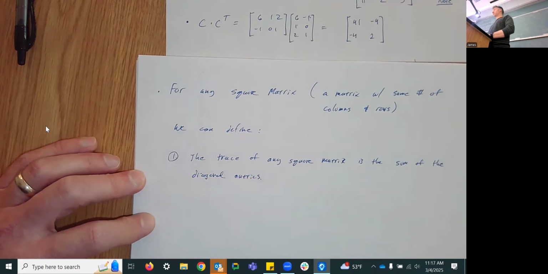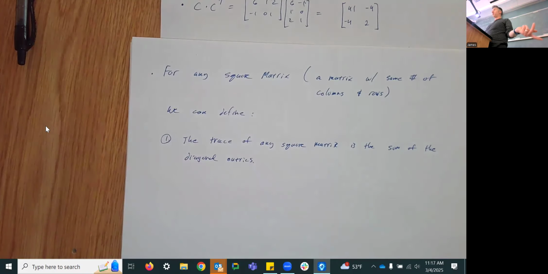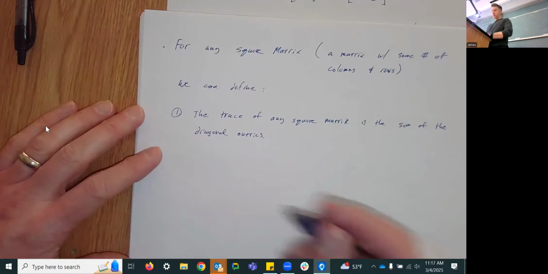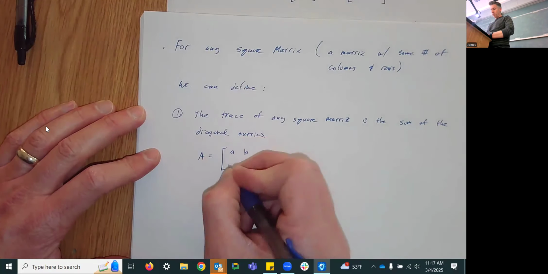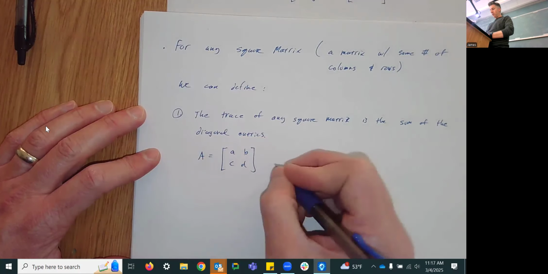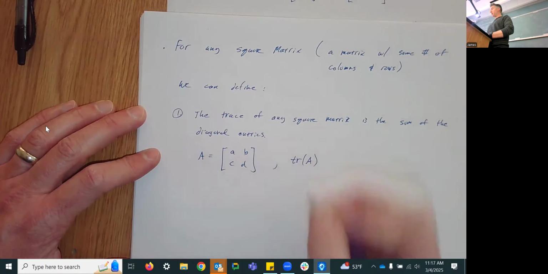What are the diagonal entries? Those are the entries that appear on the main diagonal, which starts at the upper left corner and ends at the lower right corner. Alternatively, you could think of it as all the entries where the row number and the column number are the same. So the entry in the first row, first column, plus the entry in the second row, second column, and so on and so on. So for example, if your matrix is a 2 by 2 matrix like A, B, C, D, then the trace of A, which is often written like that, is equal to A plus D.